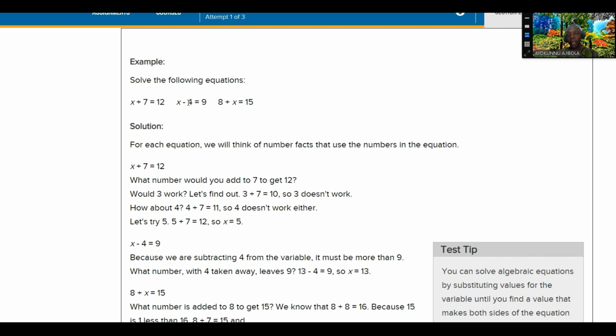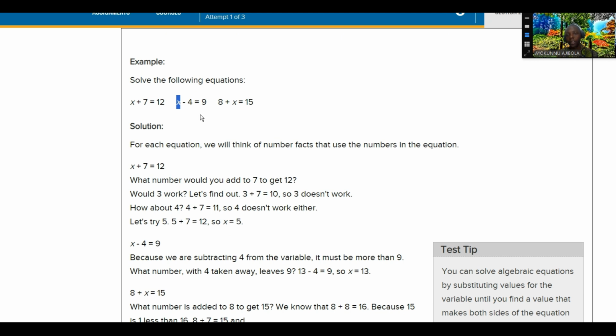That is x equal to 9 plus 4. Because when it's a plus, it goes out to become minus. And when it's a minus, it goes out to become plus. So that's why it's 9 plus 4 to give us 13. And this 7, if it comes out, it becomes a negative. That's why it's 12 minus 7 to give us 5. So x should be 5 and x here should be 13.